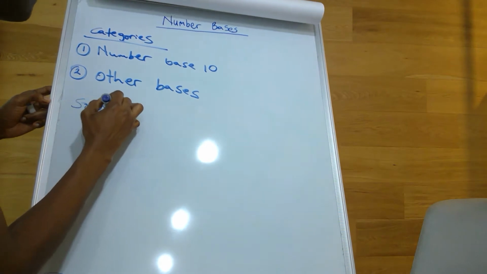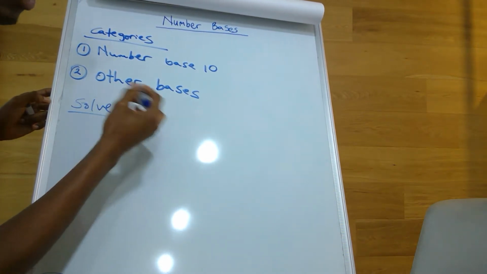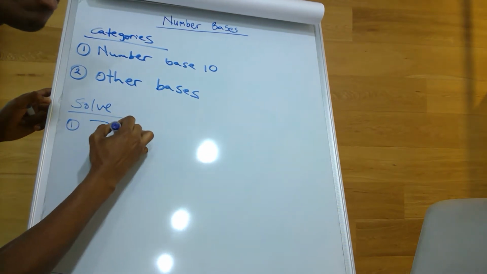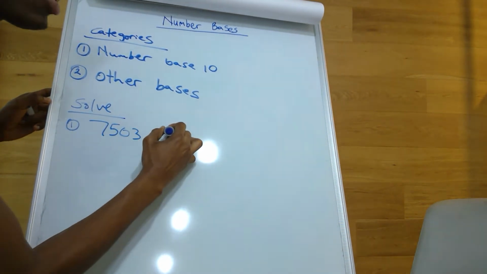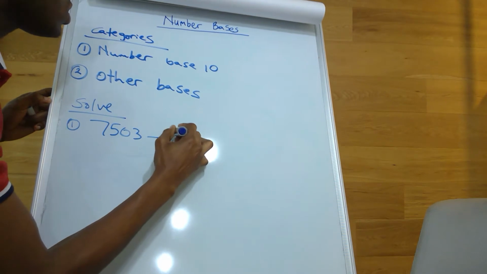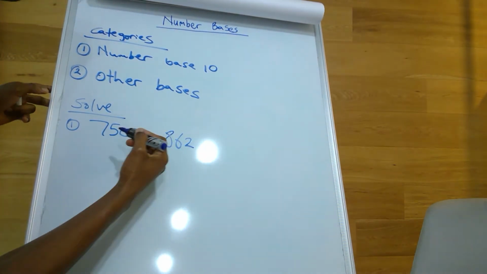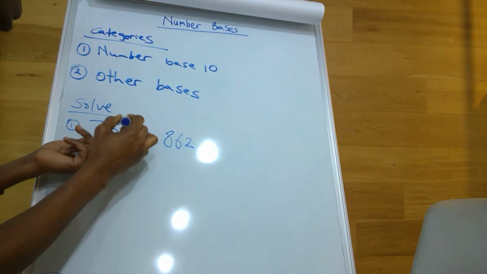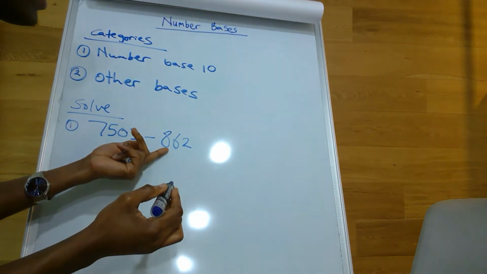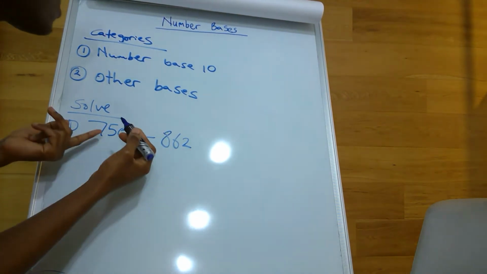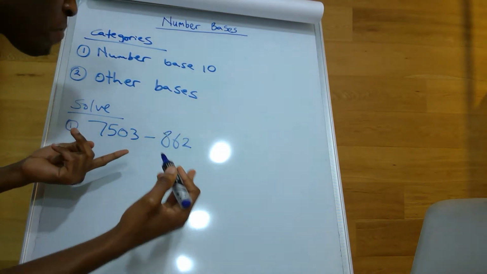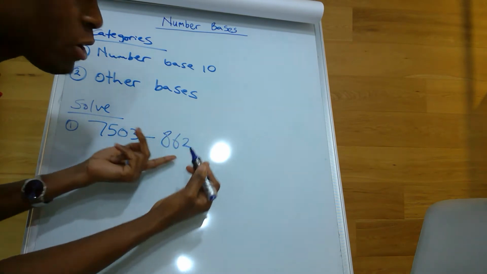Solve. In your primary school, you'll be given numbers like this. Solve 7503 minus 862. They will not put any base there. You just see 7,503 minus 862. These numbers are in base 10. That is the truth. They are in base 10, but our teachers didn't tell us those days.